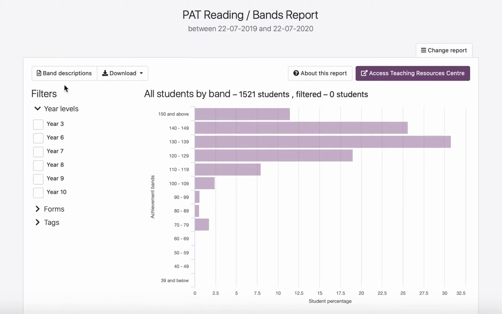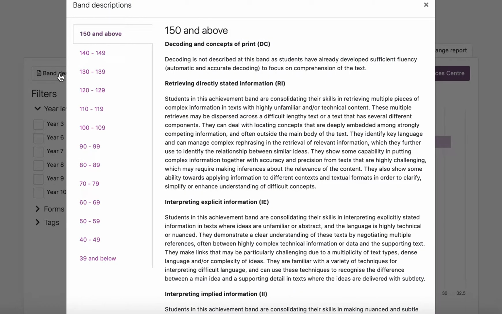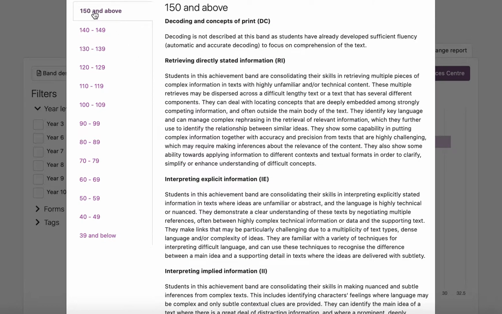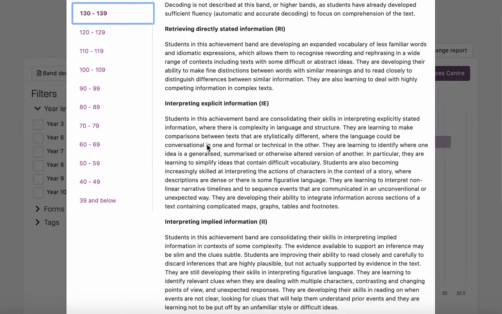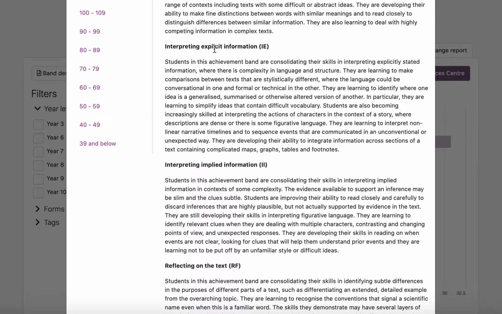One thing that we can do is have a look at some descriptors within the bands to get some really specific information about what our students are doing. I'm not going to go through all of these, but if we look at something like the top band, or the majority of our students, we can go down to where we know our students are falling down a little bit, which is interpreting explicit and interpreting implied information, and read through these sections.